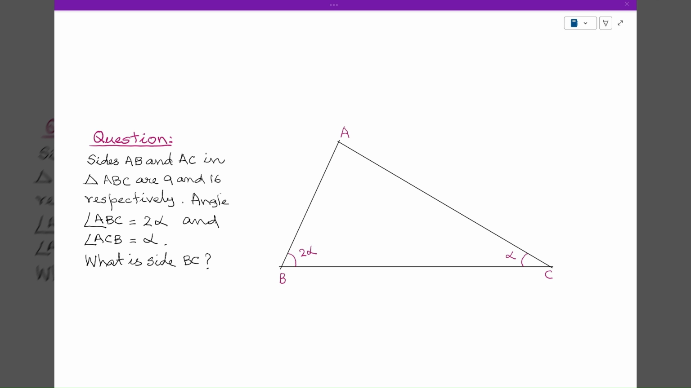Sides AB and AC in triangle ABC are 9 and 16 respectively. Angle ABC is equal to 2 alpha and angle ACB is equal to alpha. Then what is the side BC?